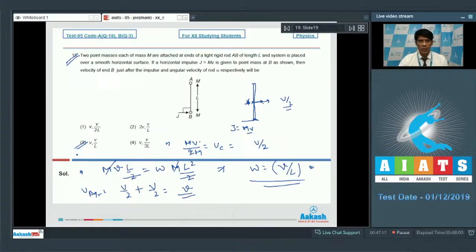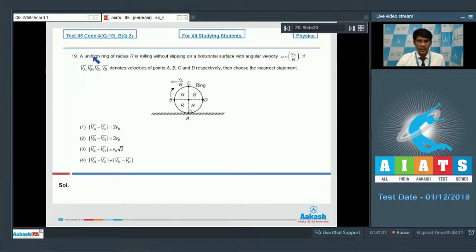Now we shall proceed to the next question, that is question number 19. In question number 19, a uniform ring of radius r is rolling without slipping on the horizontal surface with angular velocity omega equal to v naught divided by r. If VA, VB, VC, VD denote the velocities of points A, B, C and D respectively, then choose the incorrect statement. Here we have been provided with options of the differences of the velocities of the different points.